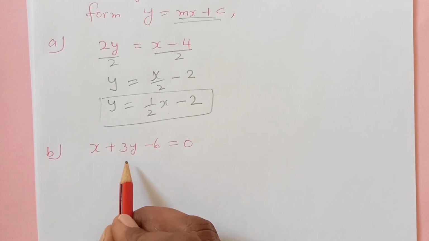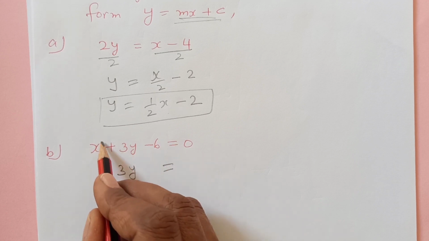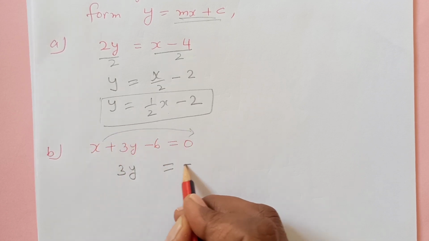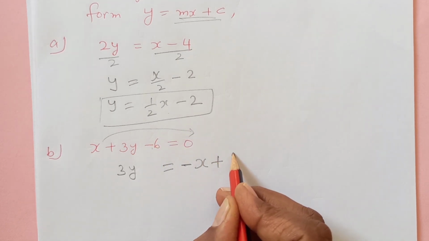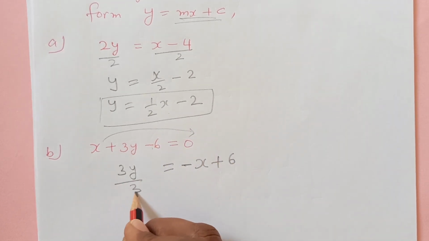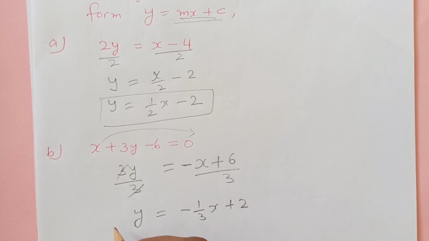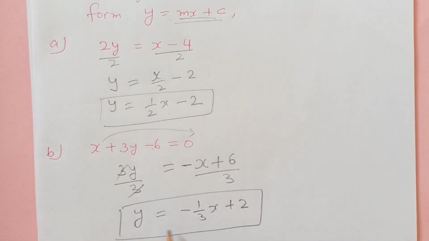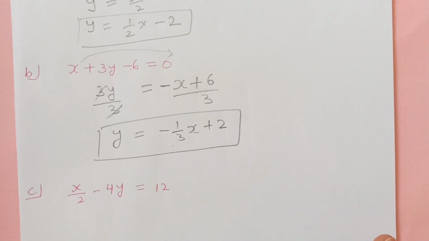Now the second one here, again make y the subject. We will keep just 3y here and shift the others to the other side. Negative x becomes positive on the other side. Divide by 3, divide by 3, right? This 3 and 3 is gone. So this is negative 1 over 3 x plus 2. So we have y equals mx plus c, negative 1 over 3 x plus 2. So m is negative 1 over 3, and the y-intercept is 2.